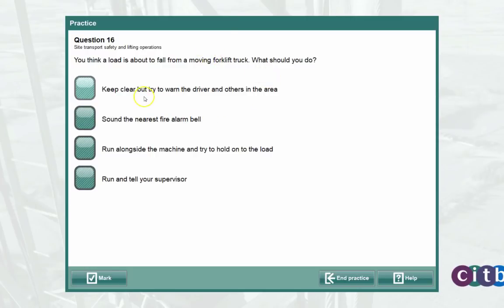You think a load is about to fall from a moving forklift truck. What should you do? Keep clear, but try to warn the driver and others in the area. Sound the nearest fire alarm bell. Run alongside the machine and try to hold on to the load. Run and tell your supervisor.